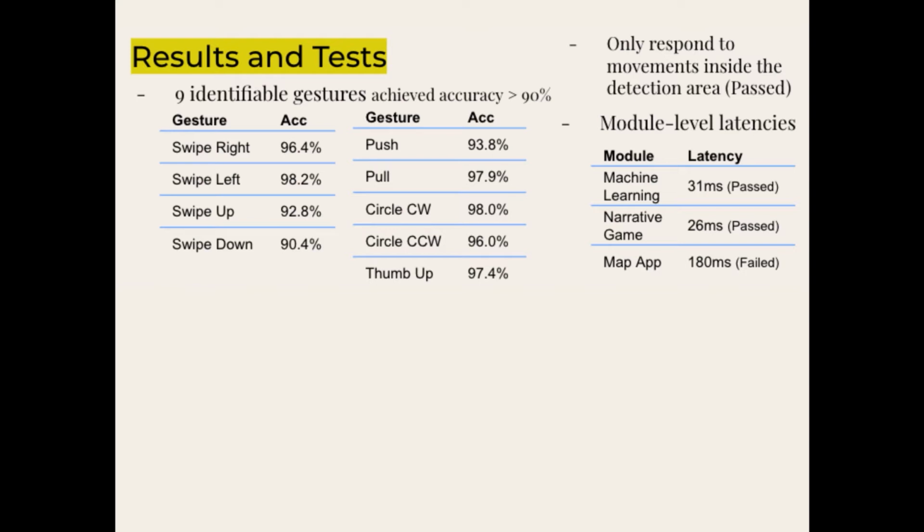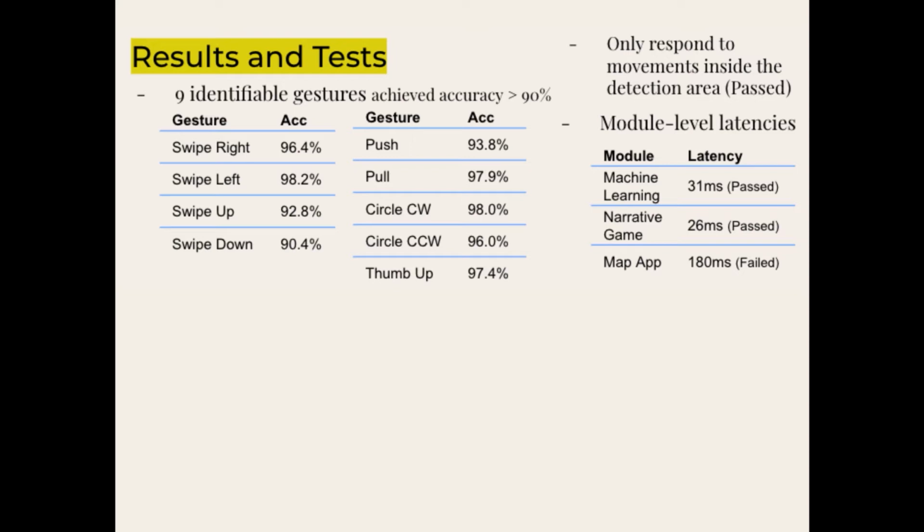We also measure the latency of each module. We want our module to have a latency of less than 33 milliseconds, equivalently 30 frames per second. The reason why we chose 30 frames per second is that it's usually used for live TV shows or video streams, and people will not feel laggy with 30 frames per second.